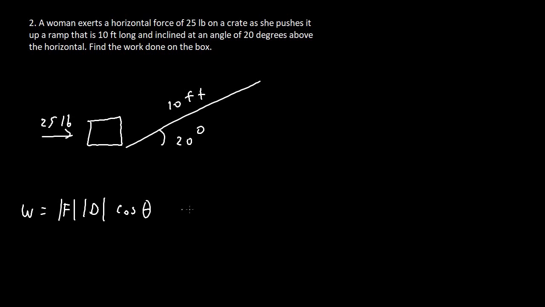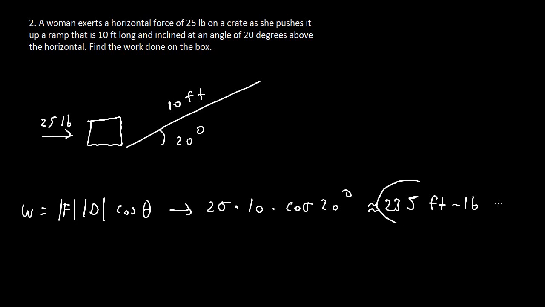So we can just go ahead and take the magnitude of the force, which is 25 pounds, and then multiply it by the distance, which is 10 feet, and then multiply it by cosine of the angle of the ramp, which is 20 degrees. And so the total work done here, you should get around 235. And since we're using pounds and feet, the units for work in this case are going to be foot-pounds. So 235 foot-pounds of work are being done on the crate for it to be pushed up the ramp.